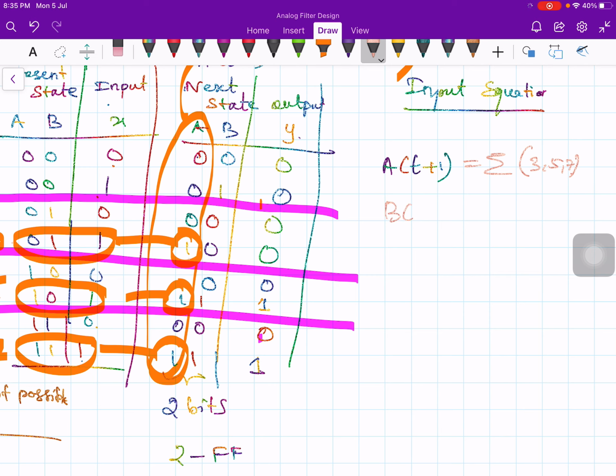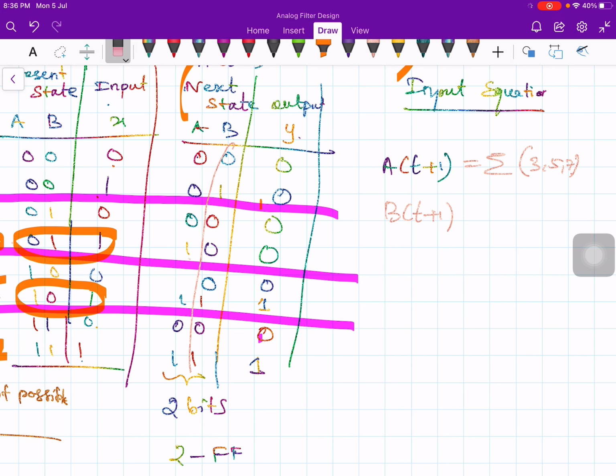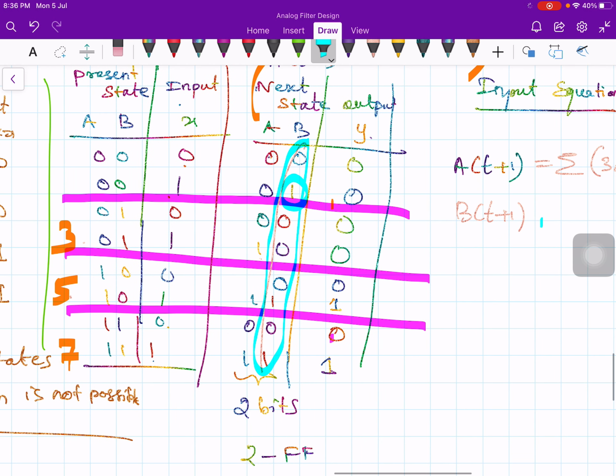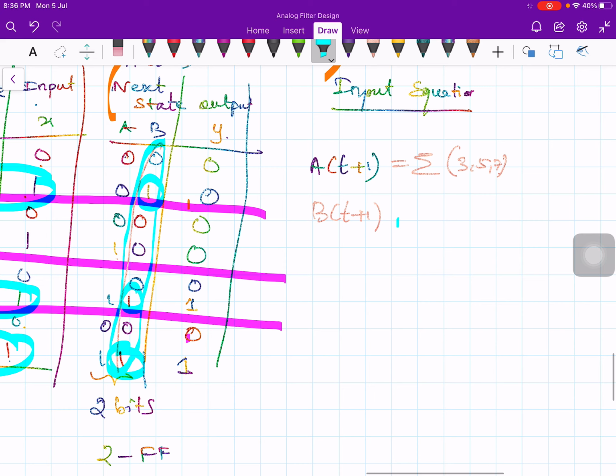Similarly, what is B of t plus 1? Look at the B of t plus 1 column. If you look at this column, there is a 1 here. This 1 corresponds to 1. And this 1 corresponds to 5. And this 1 corresponds to 7. Therefore, the summation of 1, 5, 7.